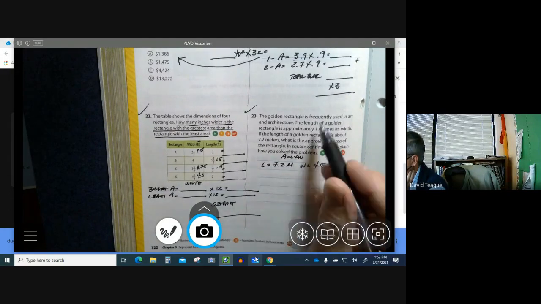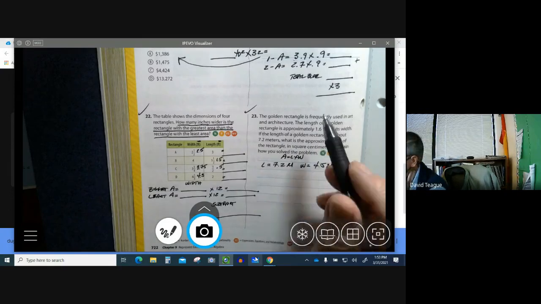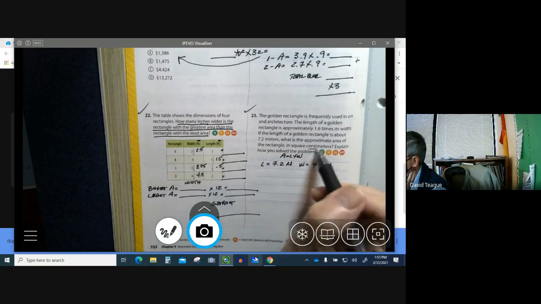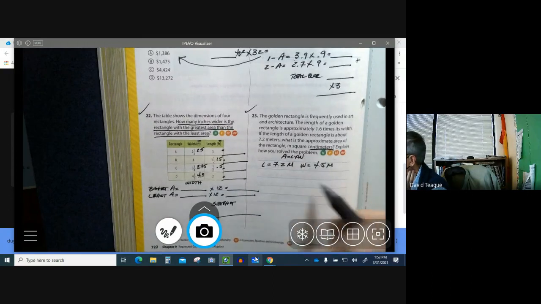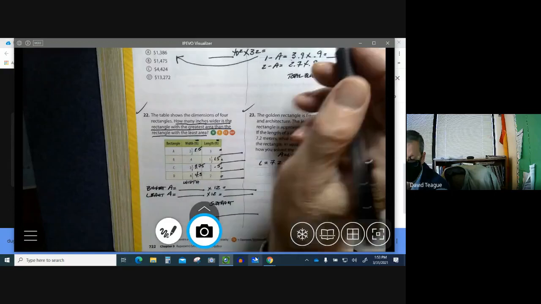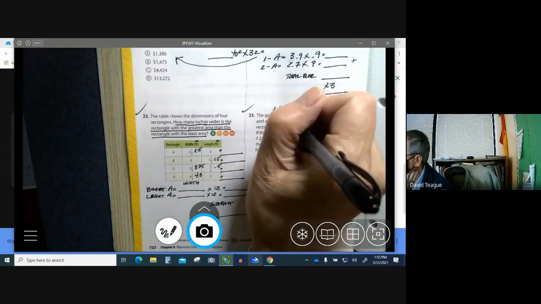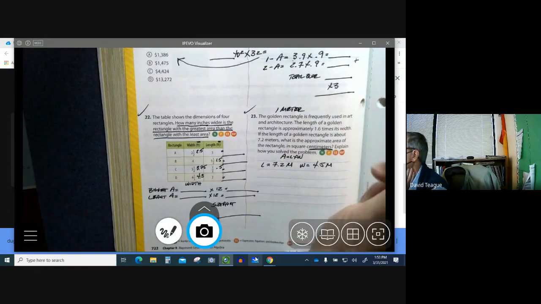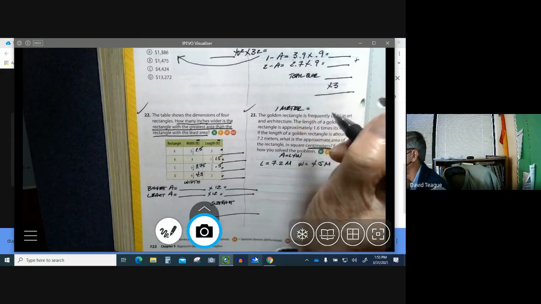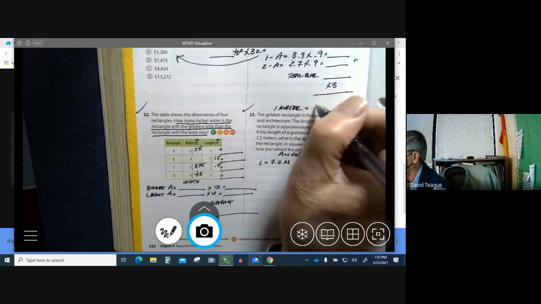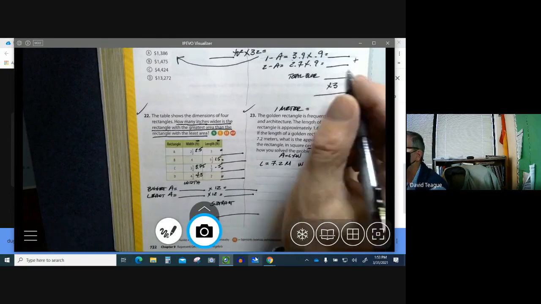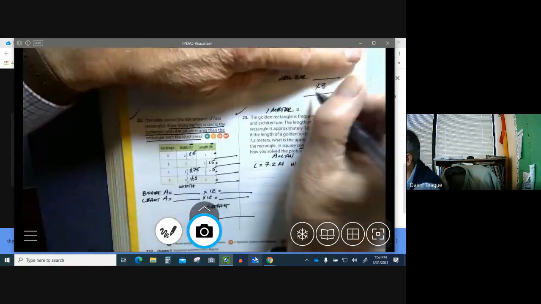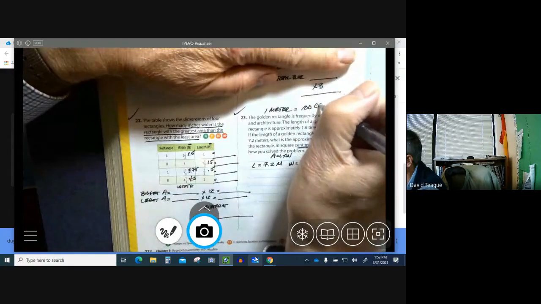Well, I have them in meters. I need it in centimeters, right? That's what they wanted, centimeters. And I'll get the squared part when I do my multiplication. Can somebody tell me how many centimeters are in a meter? Close. What does centi mean? That prefix. Centi means 100. So a centimeter is one hundredth of a meter, so you have 1 meter is equal to 100 centimeters.